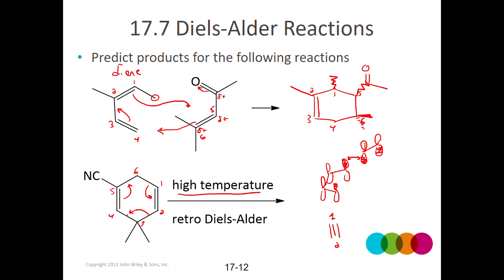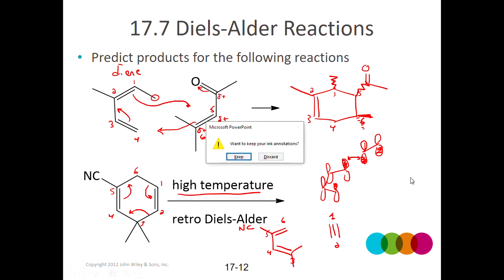When these electrons swing over here, they're going to make a pi bond between 3 and 4. So there will be a new pi bond here. This pi bond is going to swing up here, so now it'll be between 5 and 6. 5 still has a CN group. 3 has 2 methyl groups. So that's one way to think about the retro Diels-Alder reaction, and that's a reasonable answer for that question.